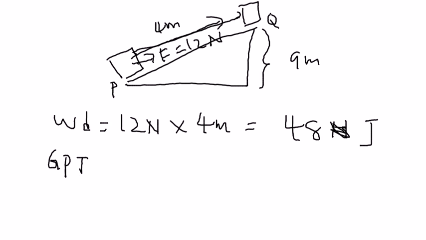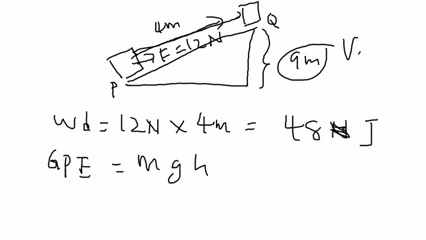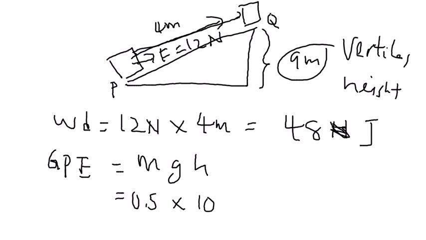When you calculate GPE, what you need to do is use the vertical height. This is called the vertical height. Mass is given as 0.5 kg, times 10, and then times the height, 9. So you get 5 times 9, which is 45 joules.